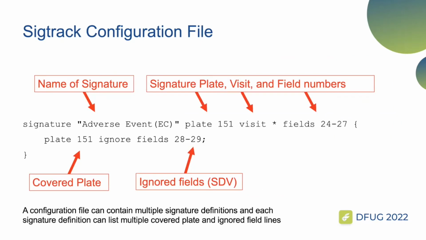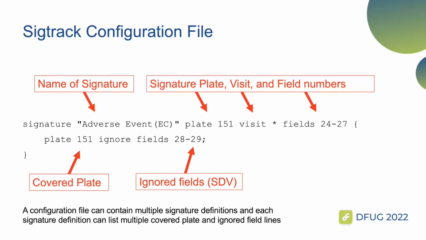So when we create a configuration file, we add lines like this. We say we have a signature and we give it a name, and you can put in whatever you like there. And we tell it where that signature is in your study. In this particular case, it's on plate 151. Plate 151 can repeat multiple times, so we don't really care what the visit number is. It's on fields 24 to 27, and then it covers plate 151, and we're going to tell it to ignore fields 28 to 29.